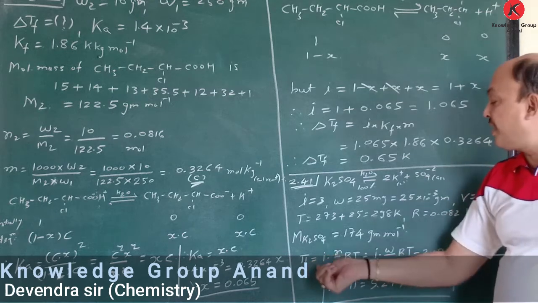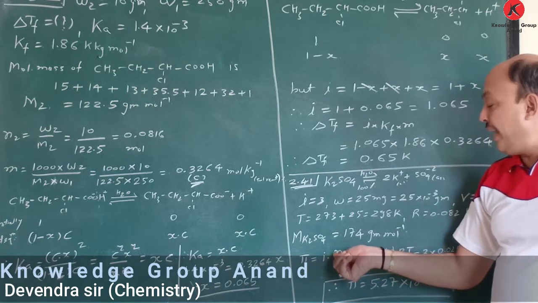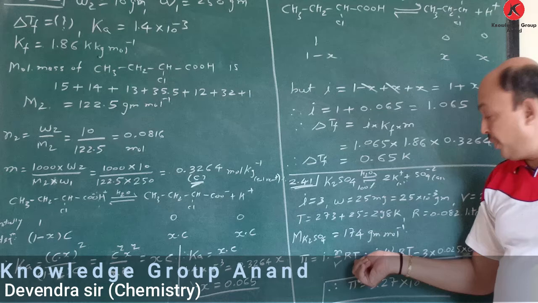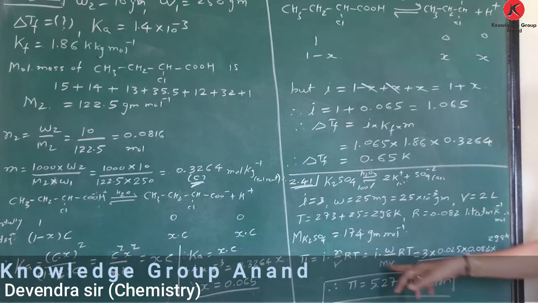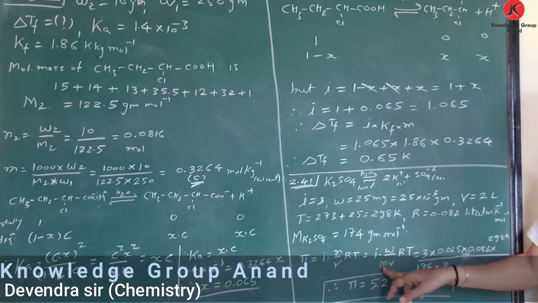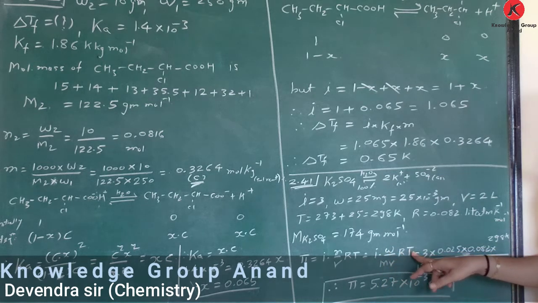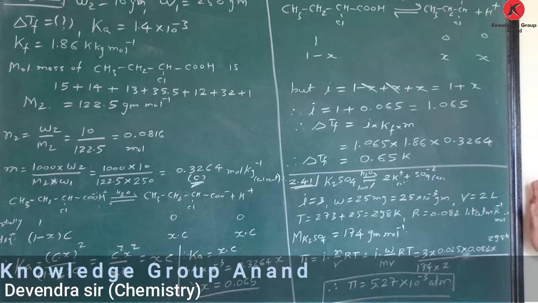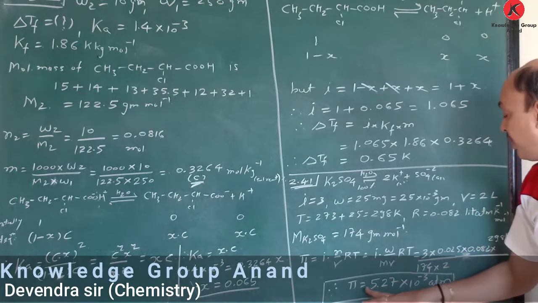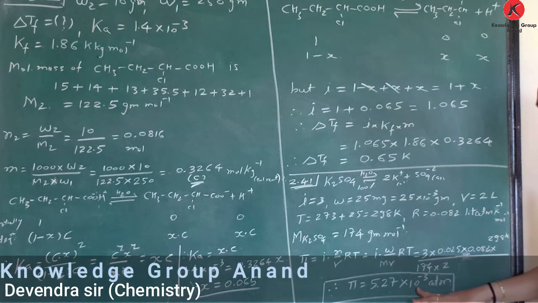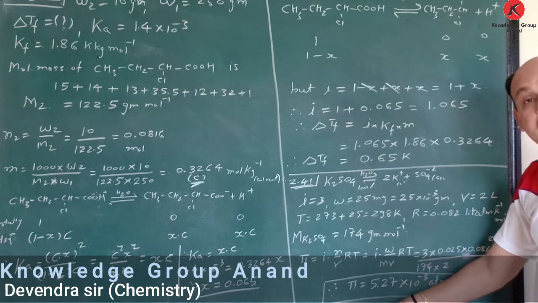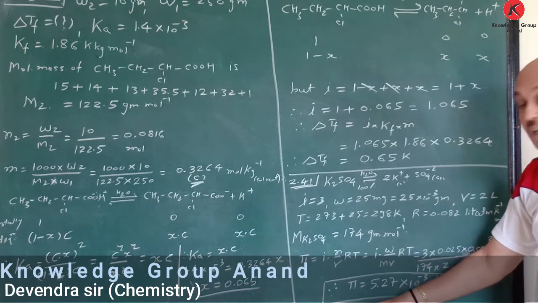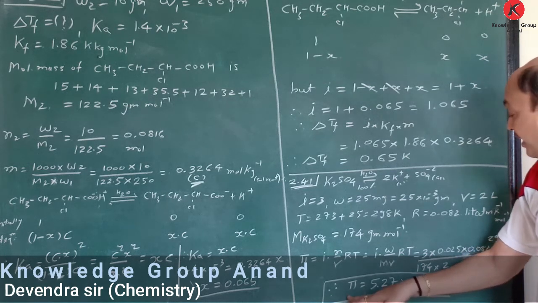You know that pi is equal to I into n divided by V into R into T. I value you know, but what is n? n is equal to W by M. So I into W divided by M into V into RT. If these values are put in this particular equation, at that time we can say that pi is equal to 5.27 into 10 raised to minus 3 atmosphere, and this is the osmotic pressure of this K2SO4, which is calculated here.